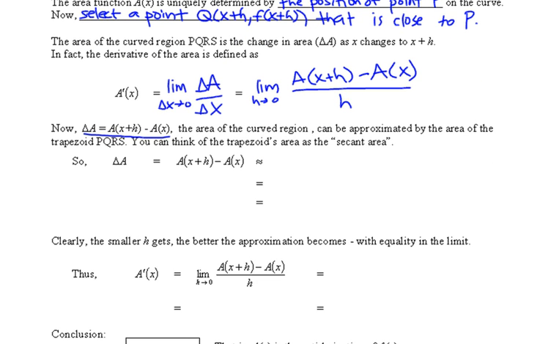Okay, so the change of area here is the area of the trapezoid, approximately, for secant area.